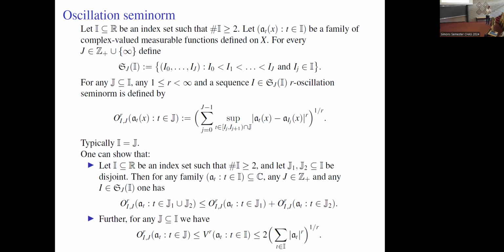And the second observation is that the oscillation semi-norm is dominated by the variation, and we already know that the r-variation semi-norm is dominated by some constant times the small l^r norm of the sequence. All right. So do you have any questions?